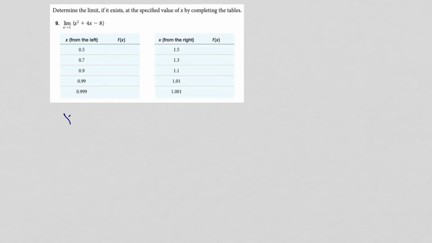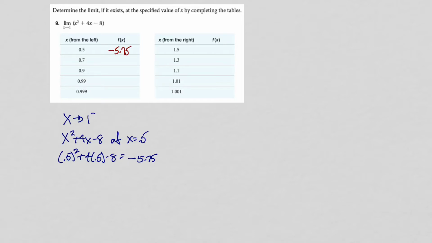So as we approach 1 from the left side, let's see what we get. We have x squared plus 4x minus 8. First of all, at x equals 0.5, we get 0.5 squared plus 4 times 0.5 minus 8. I have my calculator out, and when I compute all that, I got negative 5.75. So I'll put that up here, negative 5.75.